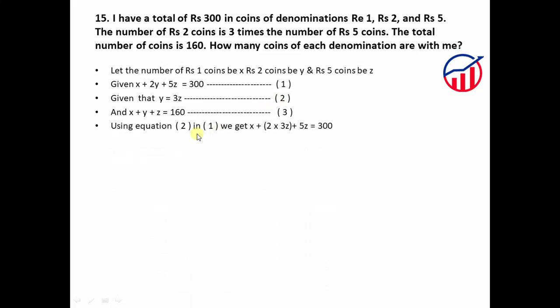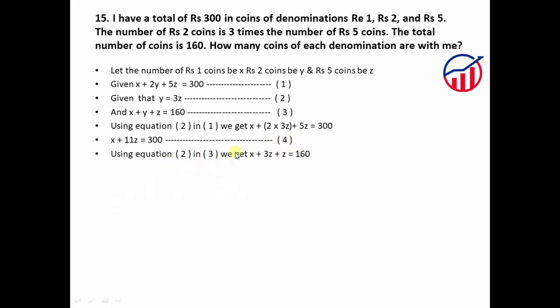So what we are going to do is use equation 2 in 1. You're going to use y equals 3z in this equation. So what you're going to get? x plus 2 into y, and y is 3z, so 2 into 3z plus 5z is 300. So you have x plus 11z equals 300, since 2 3s are 6 plus 5. Let's call this equation 4.